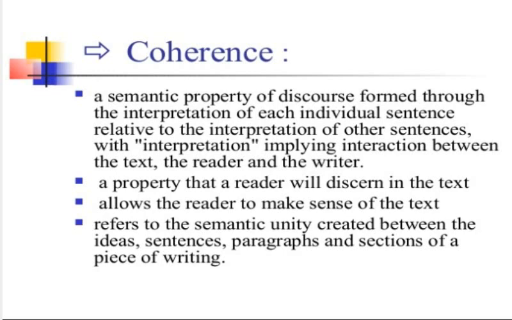Coherence is a semantic property of discourse, formed through the interpretation of each individual sentence relative to the interpretation of other sentences, with interpretation implying the interaction between the text, the reader, and the writer. It is a property that a reader will discern in the text, allowing the reader to make sense of it, and refers to the semantic unity created between the ideas, sentences, paragraphs, and sections of a piece of writing.